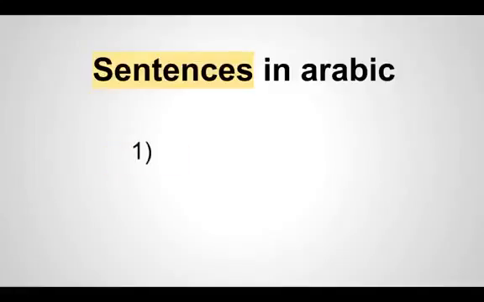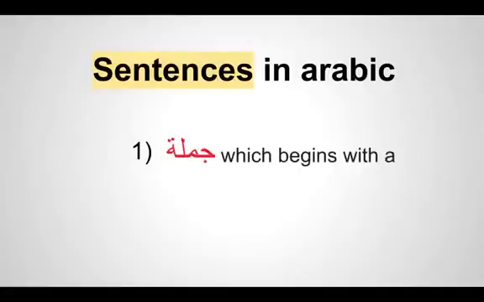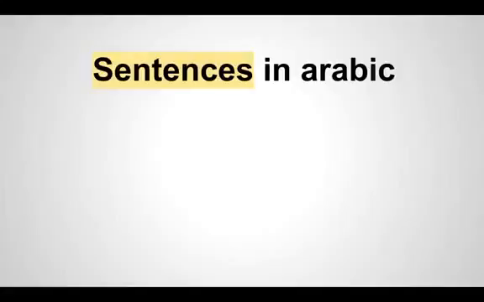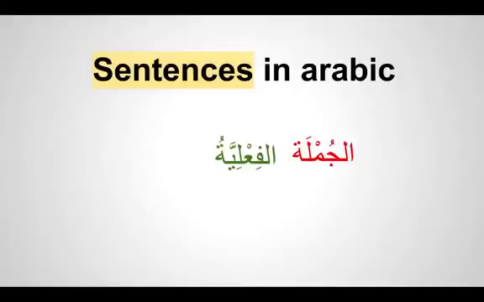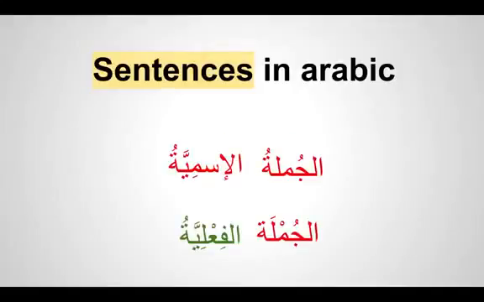We'll try and use as many Arabic words as possible so that we get used to those words. The first Jumla is a Jumla which begins with an ism. And what is an ism? Ism is a noun. It is called Jumlatul Ismiyah. And the second is a Jumla which begins with a fi'al. What is fi'al? Fi'al means verb. This Jumla is called Jumlatul Fi'aliyah. So there are two types of sentences: Jumlatul Ismiyah and Jumlatul Fi'aliyah. Inshallah today we will be learning about Jumlatul Ismiyah.